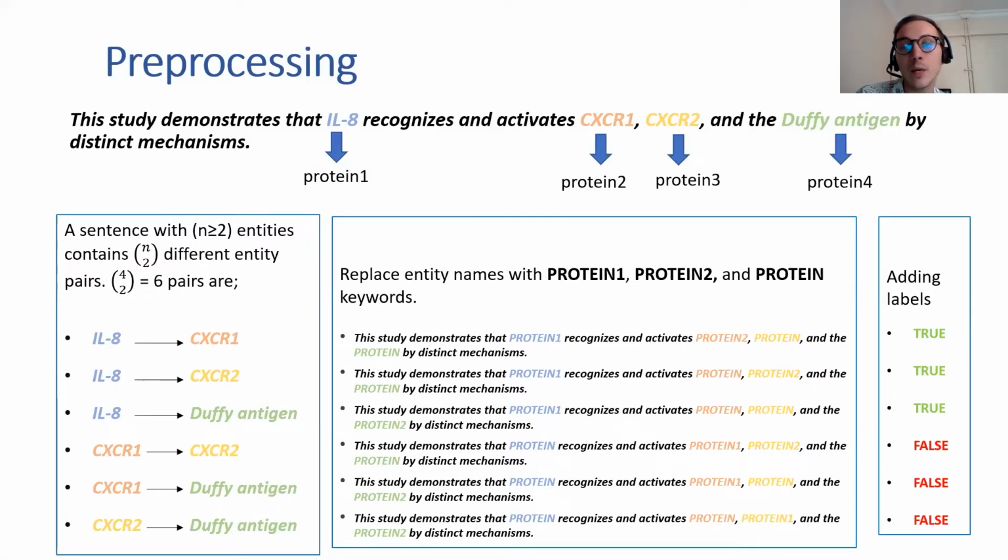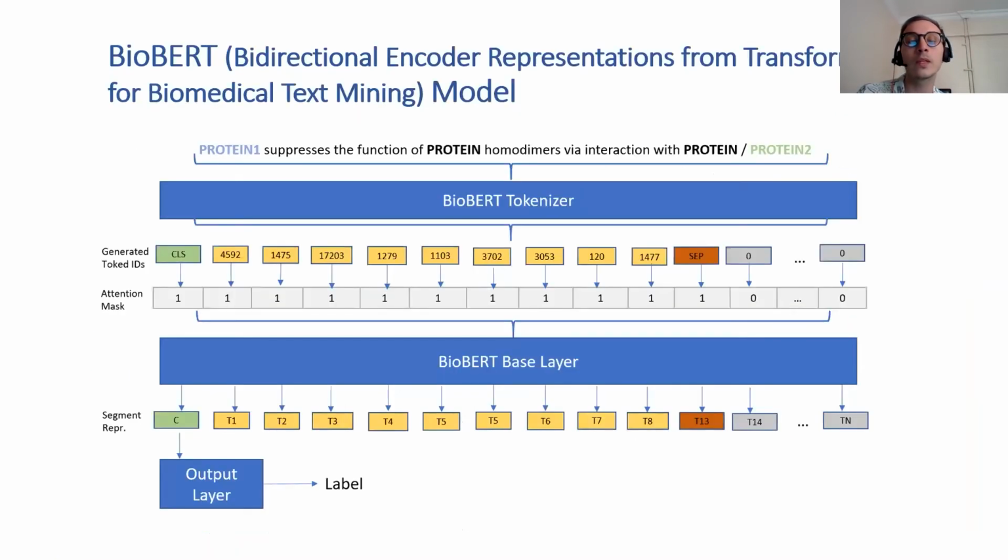A sentence with 2 or more entities contains several entity pairs, and we choose 2 different entities at a time. For example, in this sentence, we have 4 different entities. Therefore, we can generate 6 different entity pairs. For each entity pair, we replace the exact protein names with the PROTEIN1 and PROTEIN2 keywords, and the other proteins with the PROTEIN keyword. Lastly, we have labels for each entity pair. And we applied a transformer-based model, BioBERT, in order to solve the protein-protein interaction extraction problem.